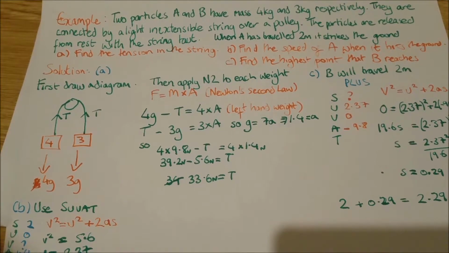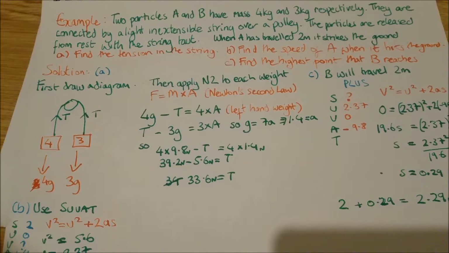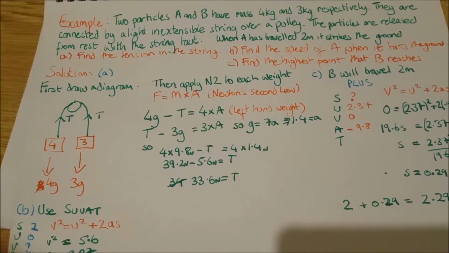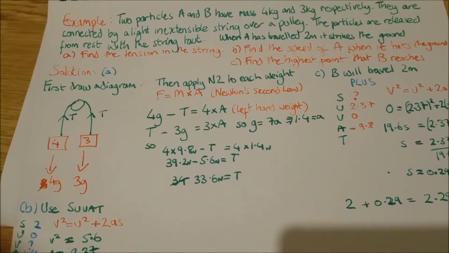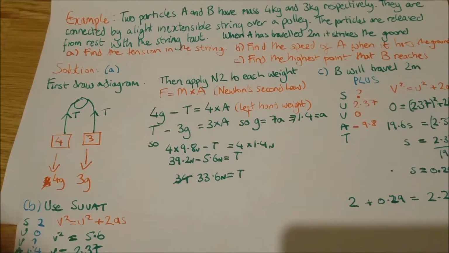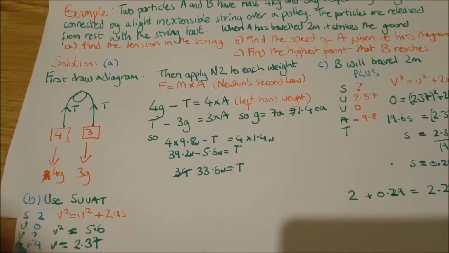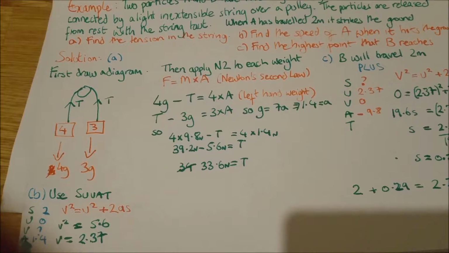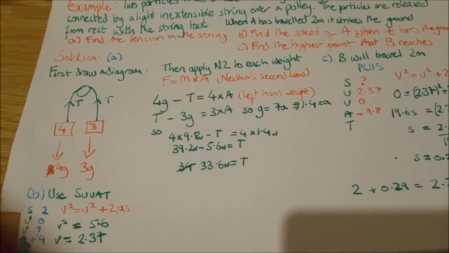I say, well, the reason is quite simple. It keeps the force positive. If we did 3g minus T, T is clearly going to be larger than 3g. Why is that? Because if you let that system go, the 4 kilogram weight will be going down, and hence the 3 kilogram weight will be going up.